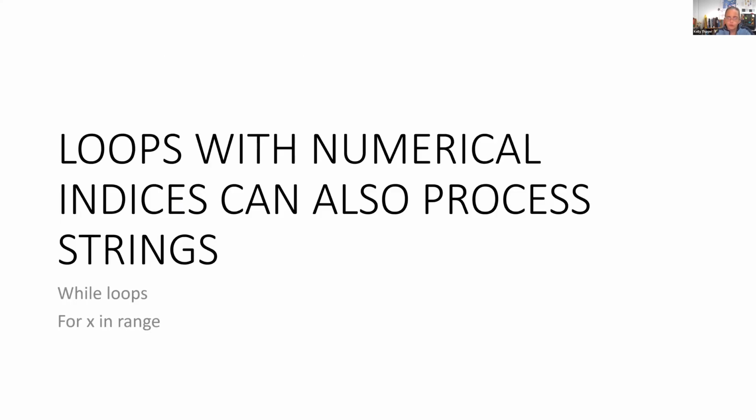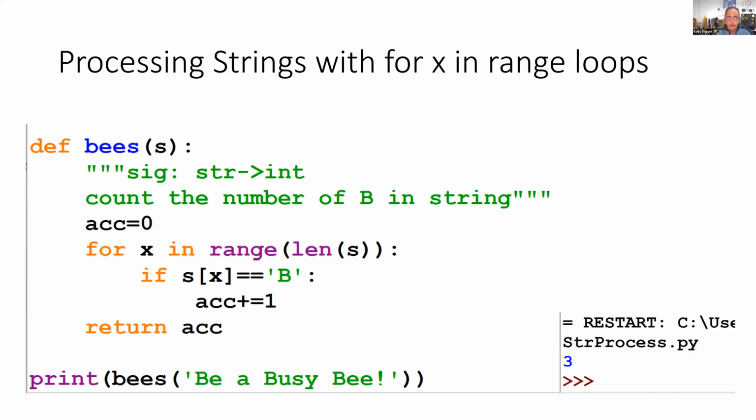We can also use looping with numerical indices to process strings. What we mean by this is we can use such loop types in order to actually process our strings. So here we have def, and we're going to have a function called bees of s. This function is going to take a string input. There's a string right here from our function call, and it is going to return an integer. It's going to count the number of the character b in a string.